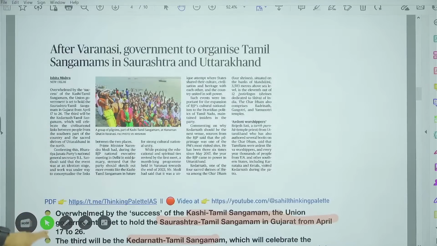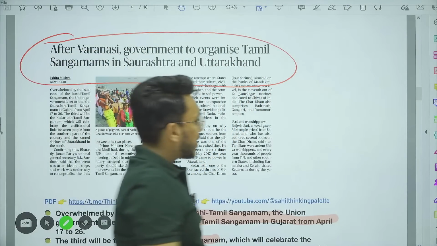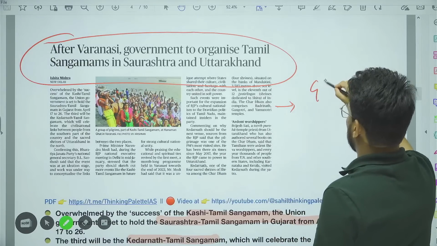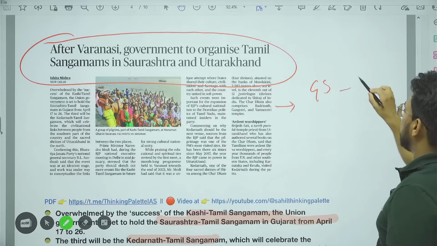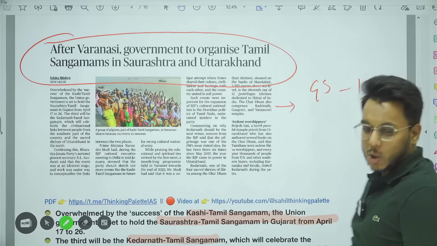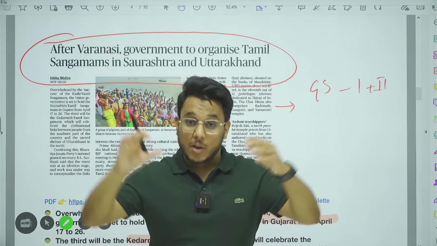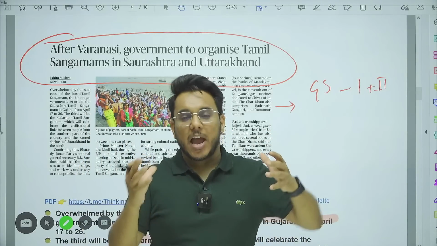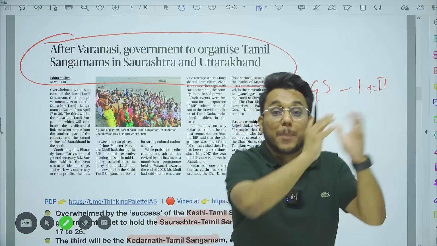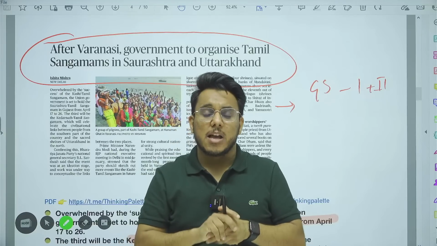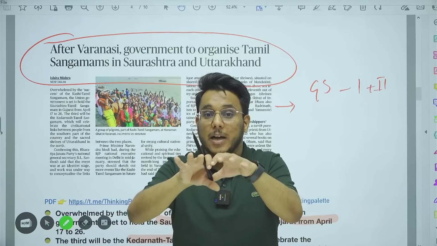Now moving on: after Varanasi, the government will organize Tamil Samagam in Saurashtra and Uttarakhand. Guys, we will see this article with respect to examples of cultural integration that can be used in GS paper number 1 as well as GS paper number 2. India is a big nation with a lot of diversity, and as we have diversities, we have different lifestyles and different perceptions towards many things. Often these differences become a ground for differentiation, and that often becomes a ground for division.